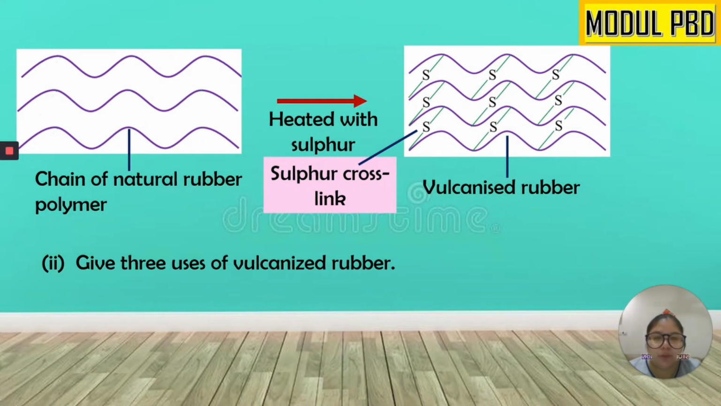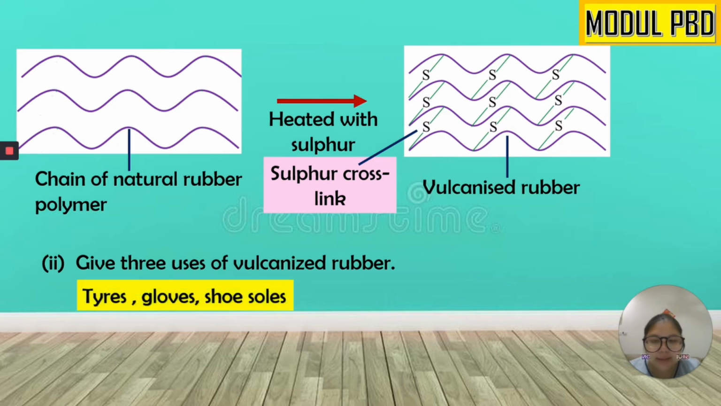Okay, let's see number 2. Now we need to give 3 uses of vulcanized rubber. We got so many, but just 3 examples only. So from here we can say tires, gloves, and shoe soles. Okay, these are all uses of vulcanized rubber.